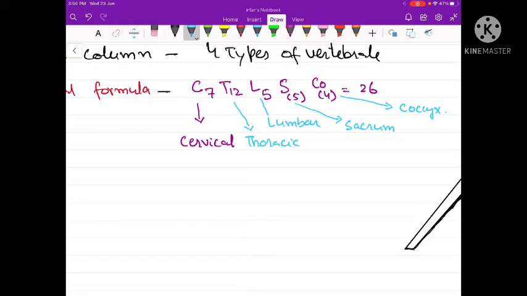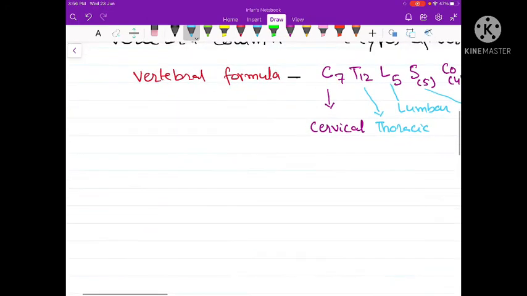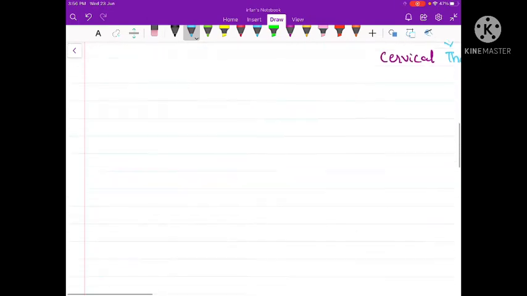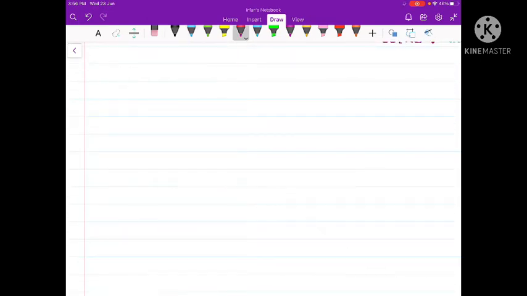Now each of these vertebrae has some unique modifications compared to a typical vertebra. So let us talk about them one by one. Let us first talk about the cervical vertebrae.